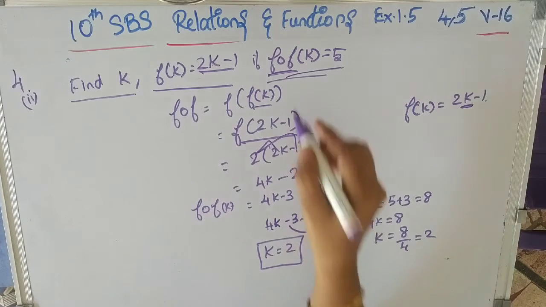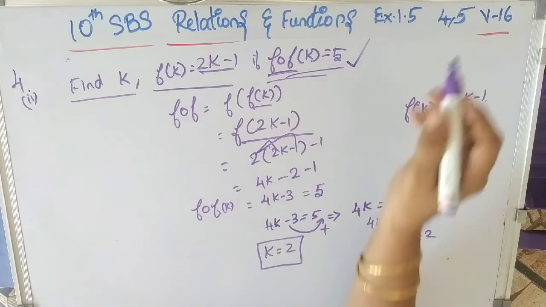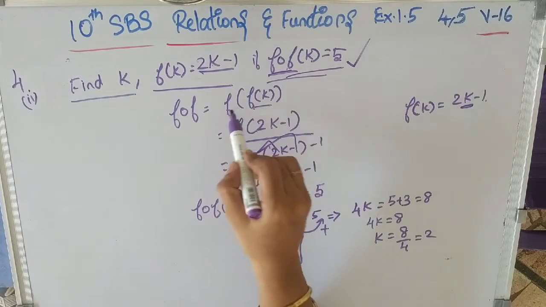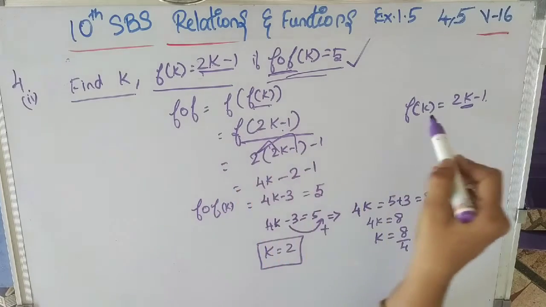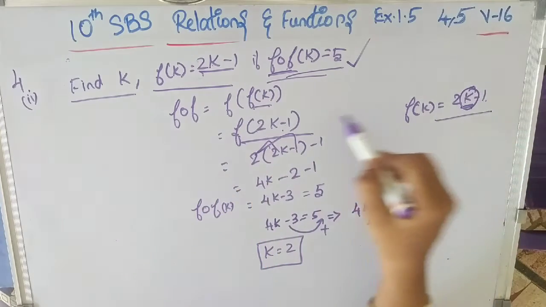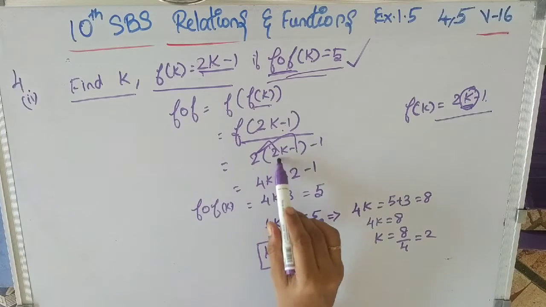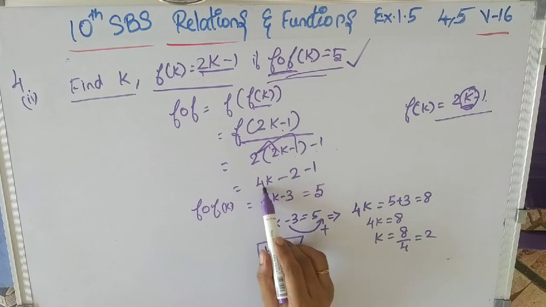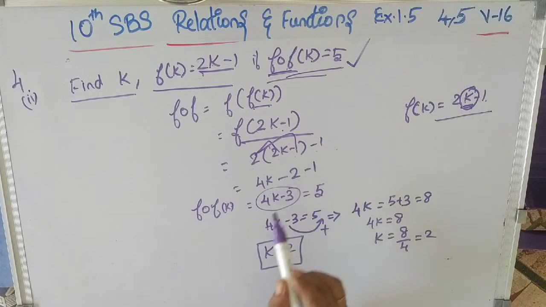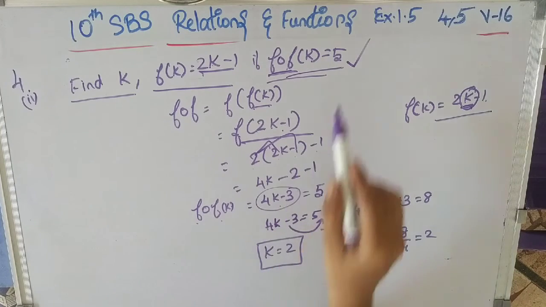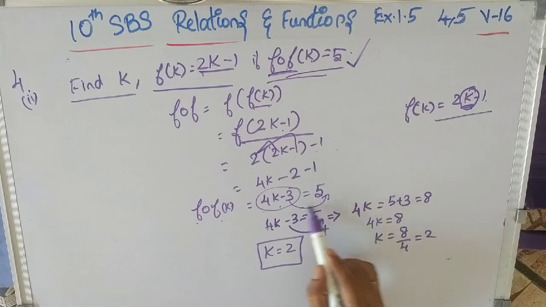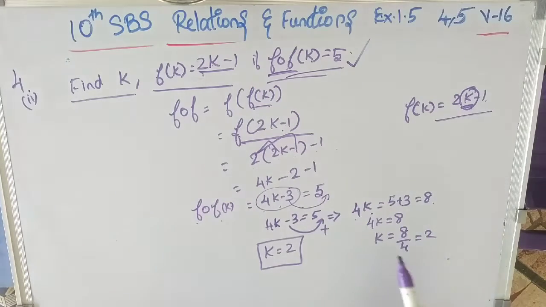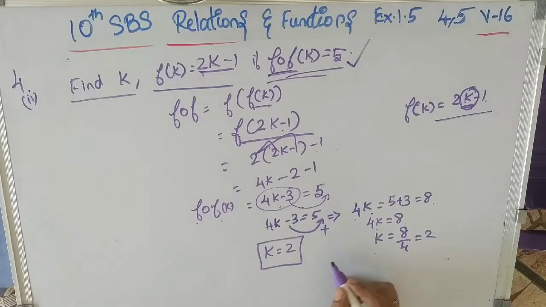So we are using the condition f dot f of k is equal to 5. So we are finding f dot f of k. That is f of f of k. What is f of k? 2k minus 1. In f of 2k minus 1, in f of k, we are substituting the k with 2k minus 1. And finding that f of f of k is equal to 4k minus 3, which is equal to 5. Okay. So 4k minus 3 is equal to 5, 4k is equal to 8, and k is equal to 8 by 4, which is equal to 2. I hope you are clearly understanding, right?